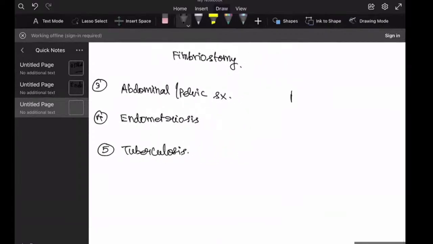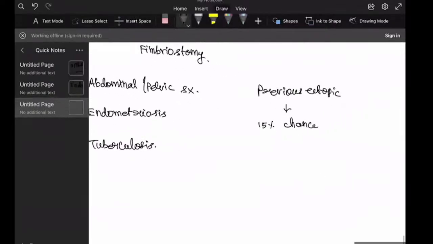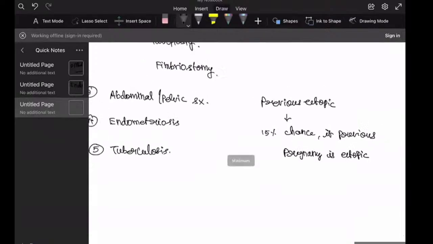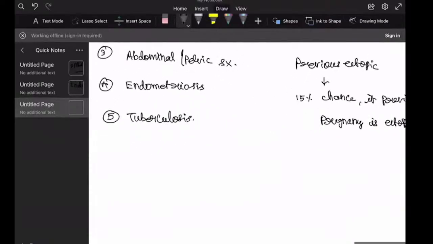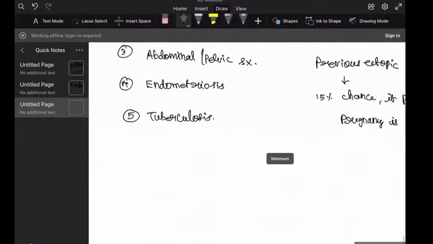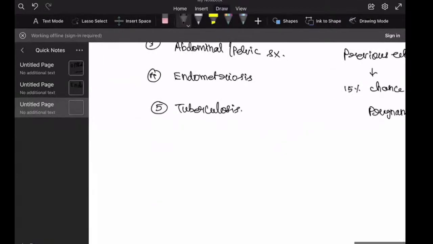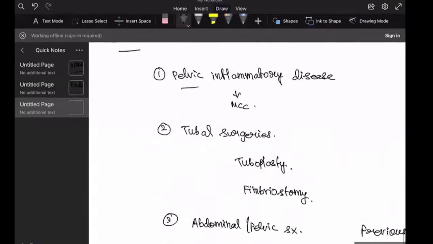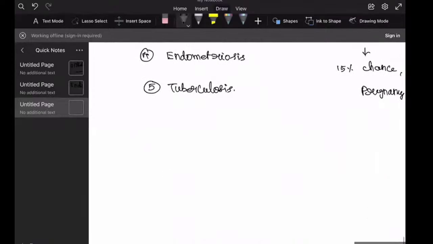A very important one, previous ectopic, is a very important risk factor. There is a 15% chance for the next pregnancy to be ectopic if the previous pregnancy was also ectopic. Infections, all those infections come under pelvic inflammatory disease. Also, we have the use of IUCD or POP.